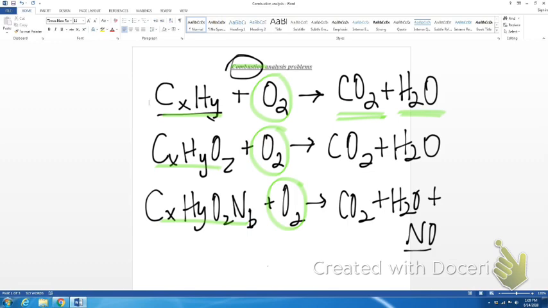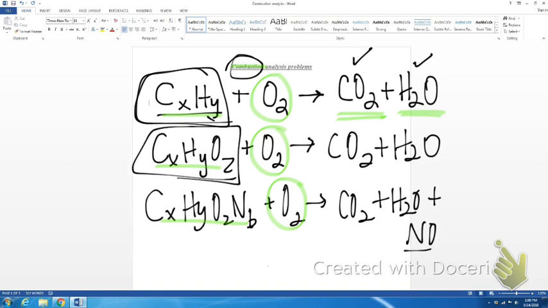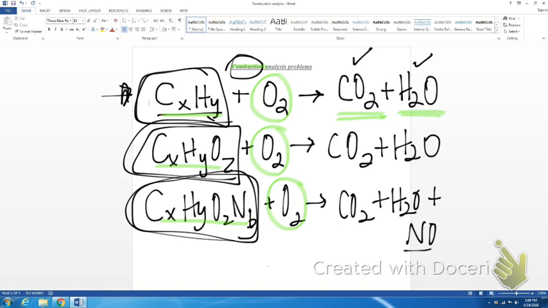Now, when you do combustion analysis problems, they're going to give you the grams or the moles of product formed. And you're actually going to have to work backwards to determine the empirical formula of this compound. There's easy ones and hard ones. This very top one is going to be considered an easy one. These bottom two are going to be considered hard problems.